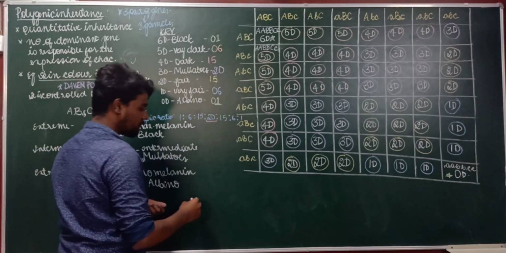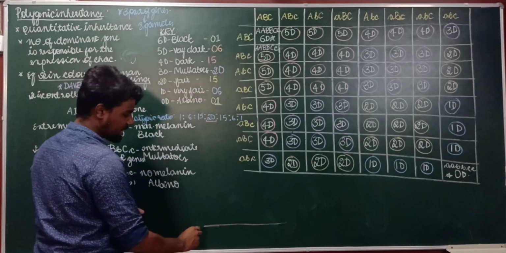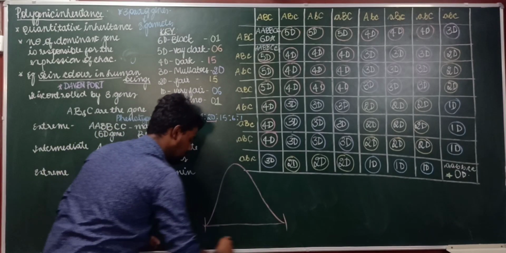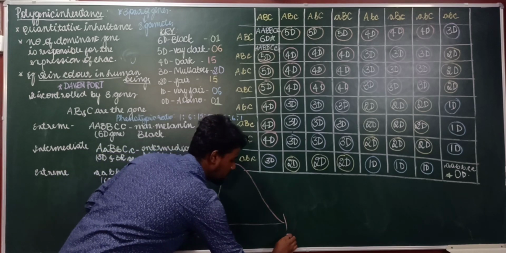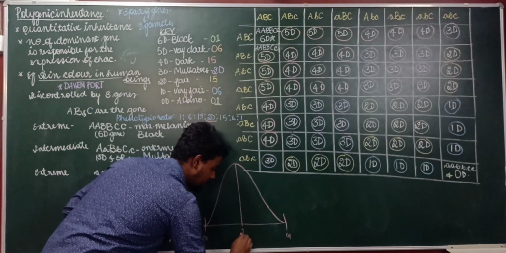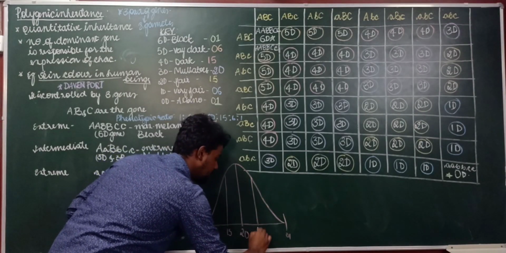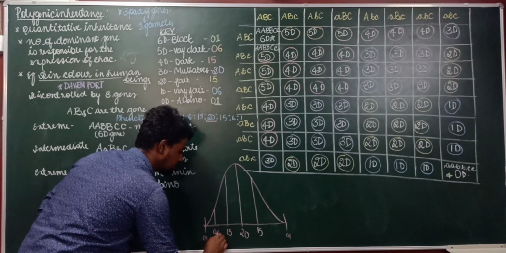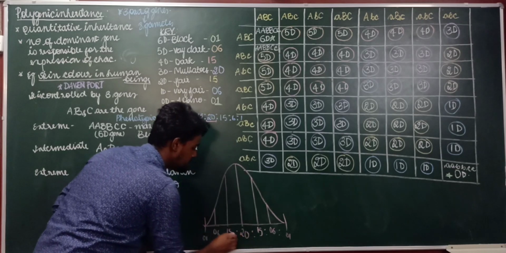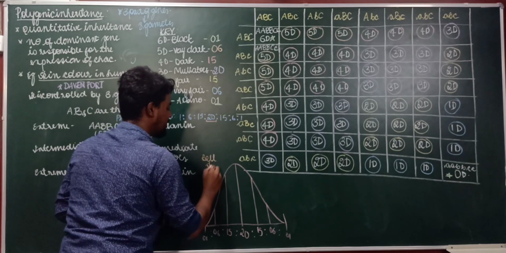So when we plot a graph for this, the graph will be like this. To the extreme there is 1 and 1. This is the extreme dark and this is the albino, and in the middle there is 20, and here there are 15 and 15, and here it is 6 and here it is 6, and this kind of graph we call a bell shaped graph.